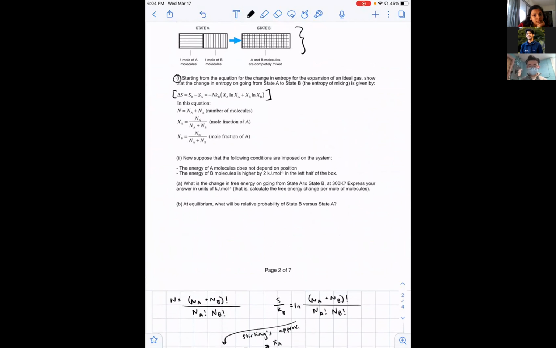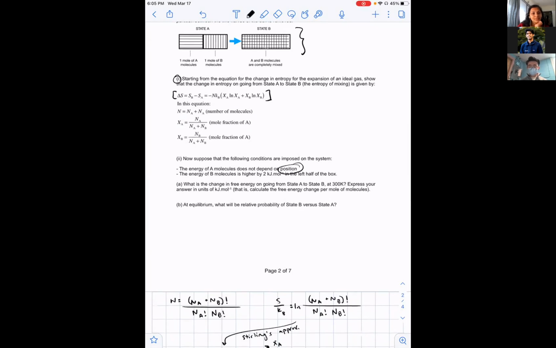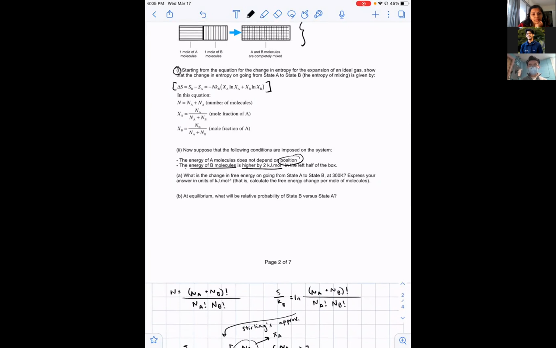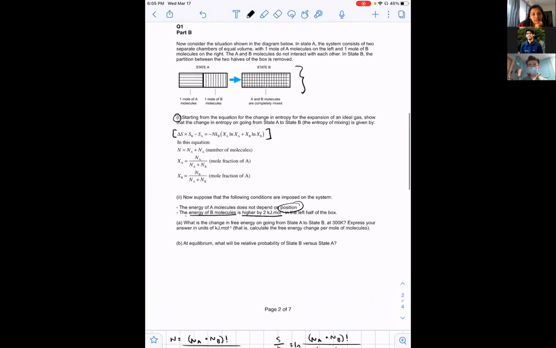In part 2, we were told that there are 2 conditions. The energy of molecule A does not depend on position, so that's one less factor to consider. And the energy of B molecules is higher by 2 kilojoules per mole in the left half of the box. So we're asked, what is the change in free energy from going from the unmixed state to the mixed state at 300 Kelvin in kilojoules per mole?